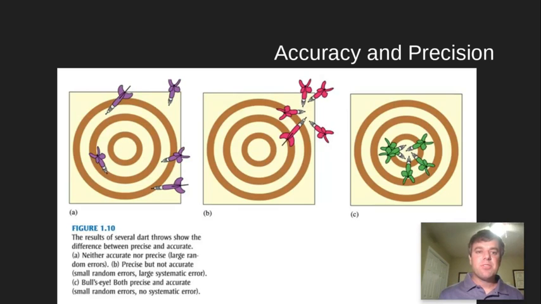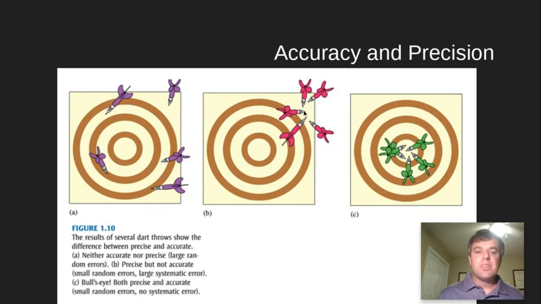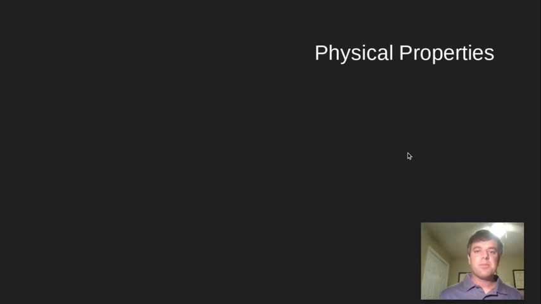So, this is kind of a representation if your goal is to hit the bullseye when playing darts. This first example is neither accurate nor precise. The second example is precise, but not accurate. You got pretty close to the same answer over and over again. You're just supposed to hit down here. So, for instance, if you just aim a little bit lower and to the left, you'll hit the target. And this third example is both accurate and precise.